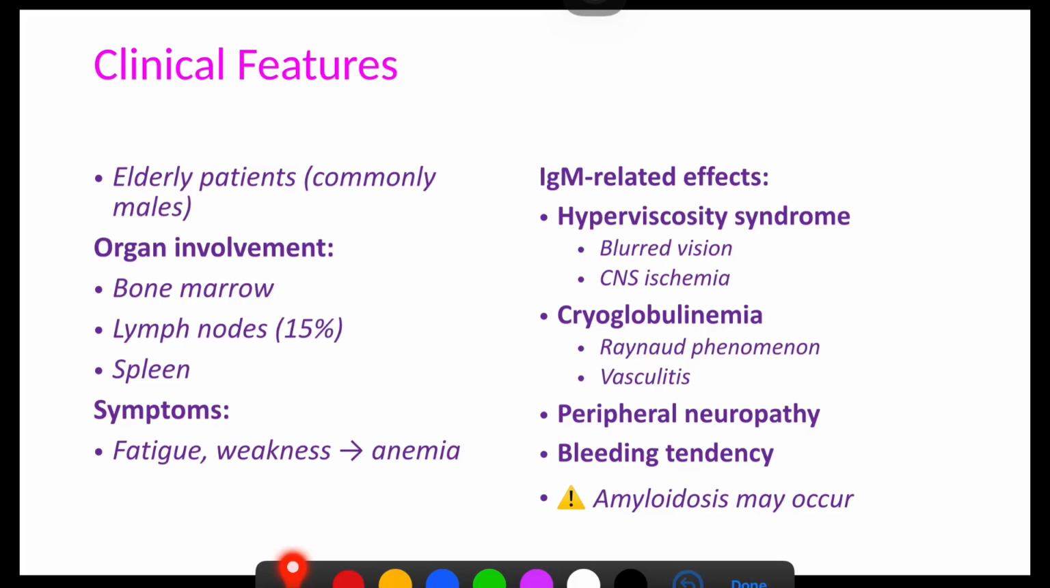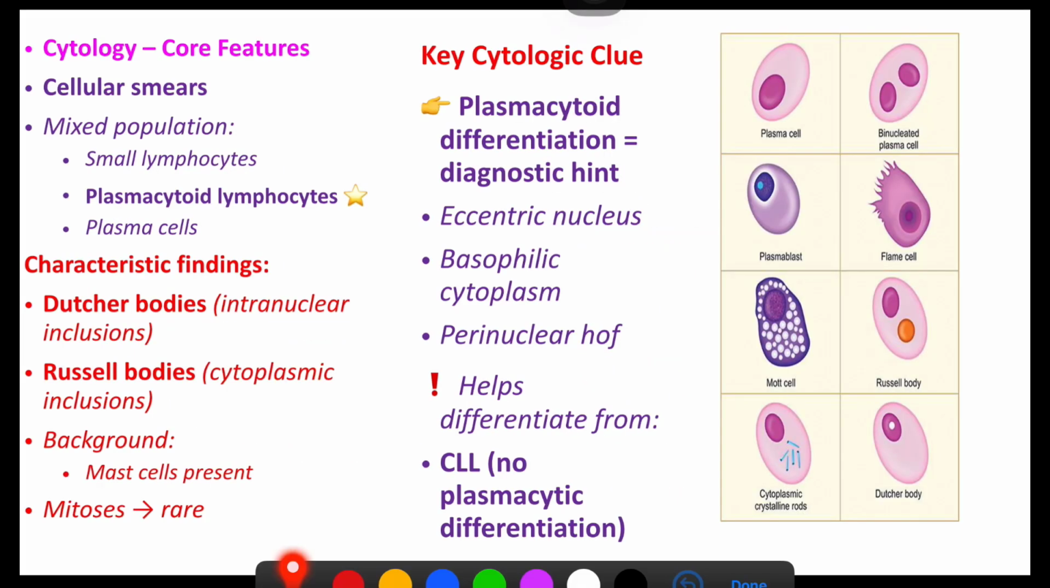Cryoglobulinemia which leads to Raynaud phenomenon and vasculitis, peripheral neuropathy and bleeding tendency, and amyloidosis may occur. So, core features include the cellular smear showing small lymphocytic cells along with plasmacytoid lymphocytes. So, this is the key feature, and plasma cells.